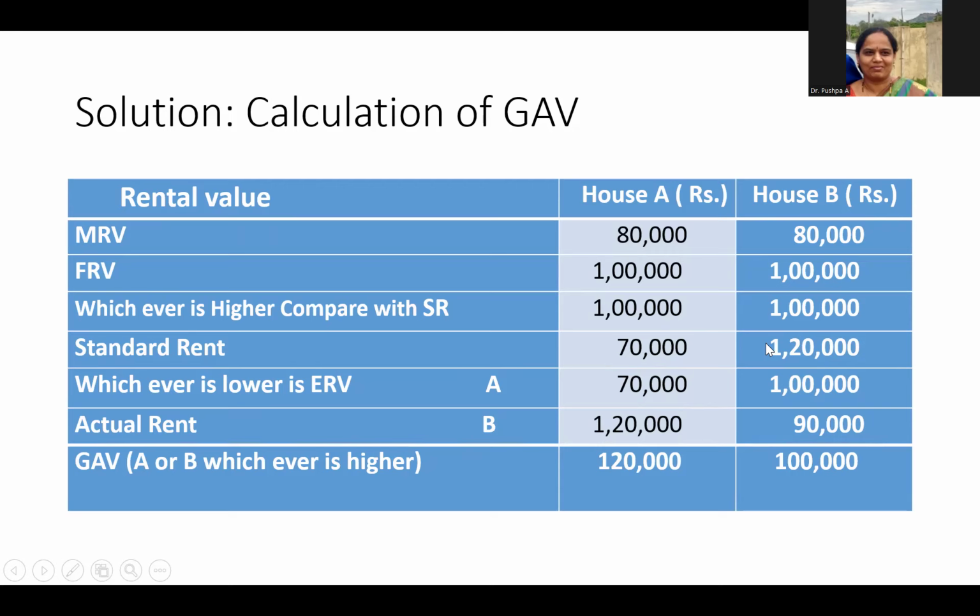And for house B, on comparing A and B, the highest is the fair rental value, that is 1 lakh. And the standard rent is 1,20,000. On comparing these two, the lowest is 1 lakh, and that becomes our expected rental value. So the expected rental value for house A is 70,000 and for house B is 1 lakh.